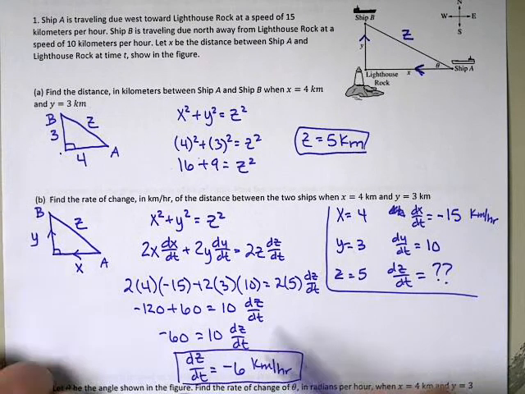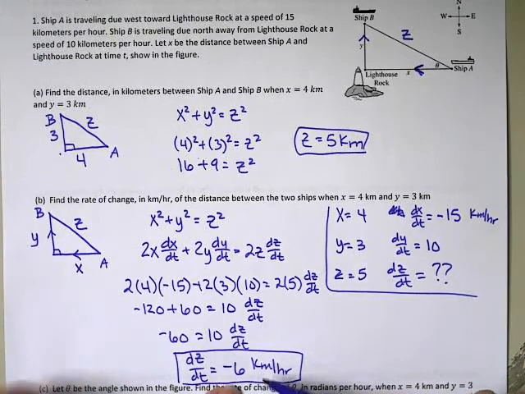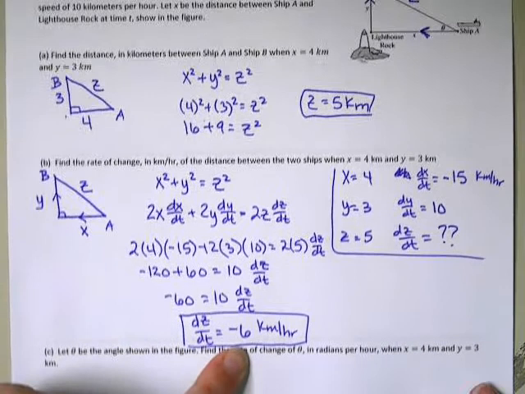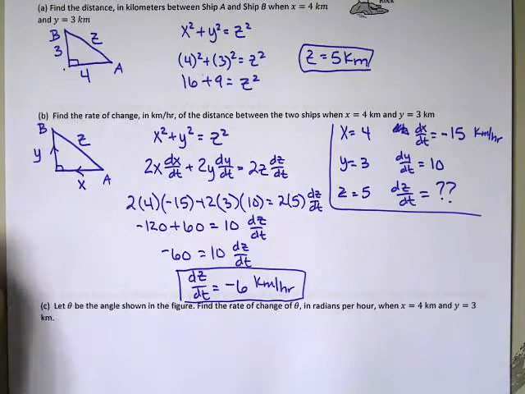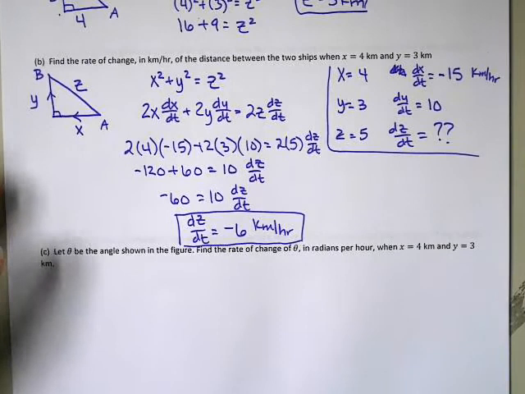So when we think about it then, it's saying that the distance between the two ships is decreasing because it's a negative 6. So it's decreasing at 6 kilometers per hour. Okay, now part C is where we get into something that's a little new.